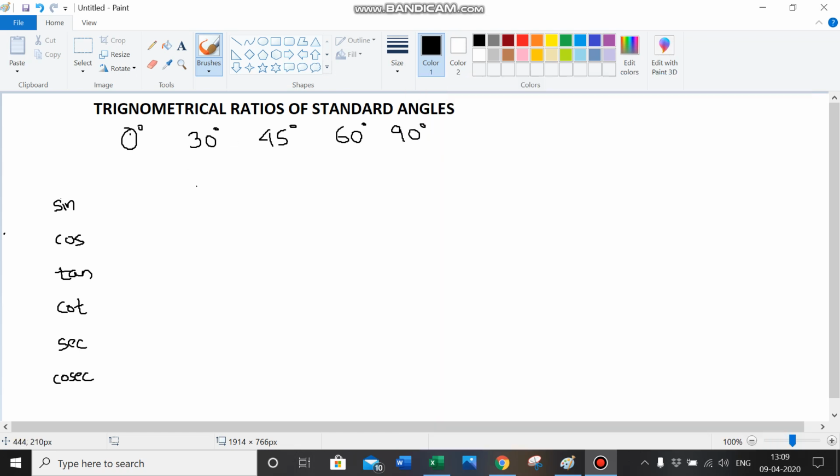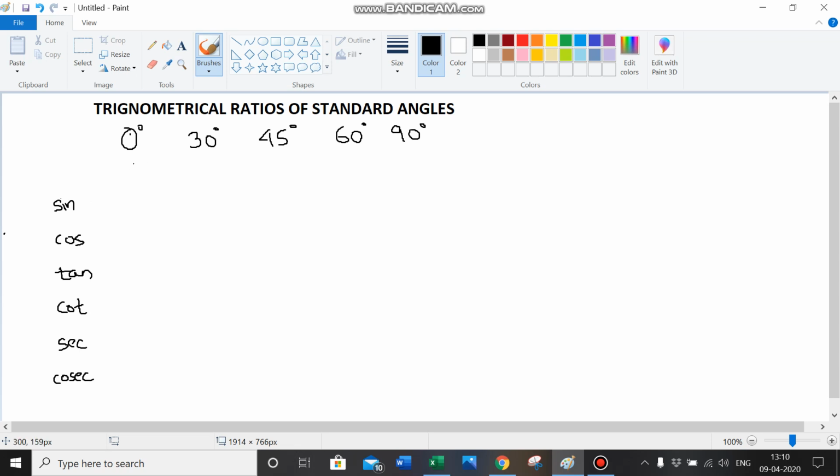Hi boys, so let's move on to the next chapter, trigonometrical ratios of standard angles. Remember tan 45 was one that we did in our previous class. But anyway, let's see. So these are the 5 standard angles: 0 degree, 30 degree, 45 degree, 60 degree and 90 degree. Now we need to calculate their sine, cos, tan, cot, sec, cosec values.